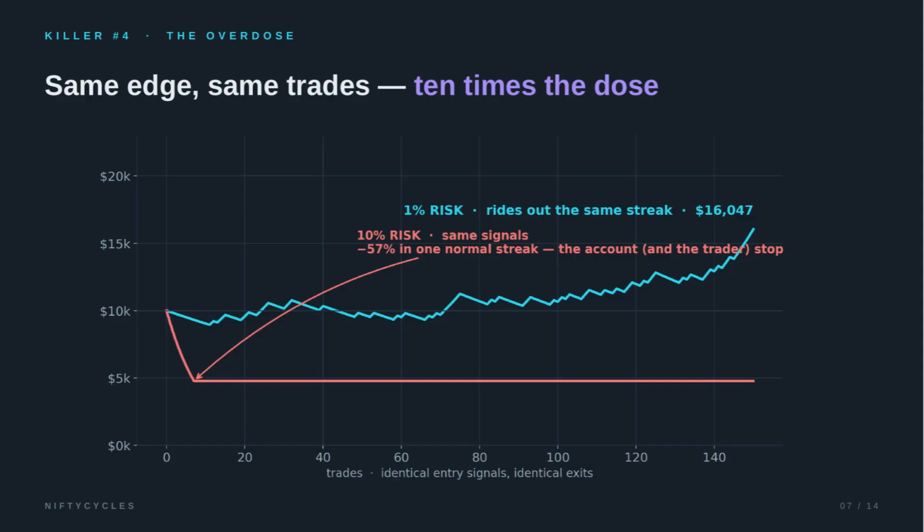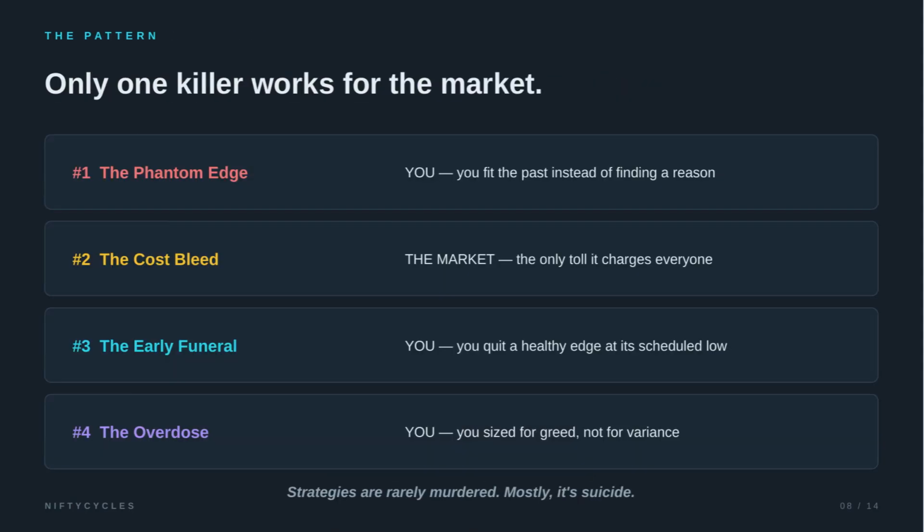The same streak cuts the account by 57%. To get back to even from there, you need plus 132%. On half the capital, with a shattered nerve. Mathematically alive, practically finished. Position size doesn't change your edge. It decides whether you survive long enough to collect it.